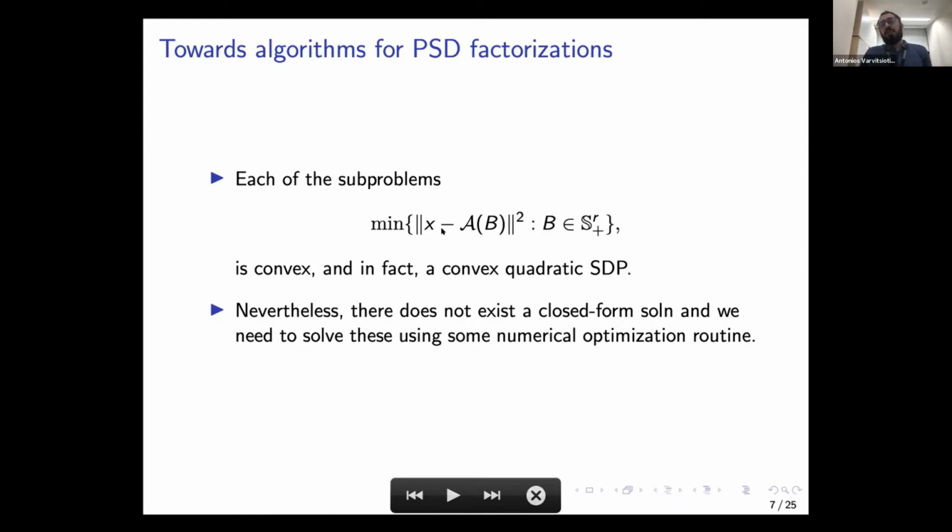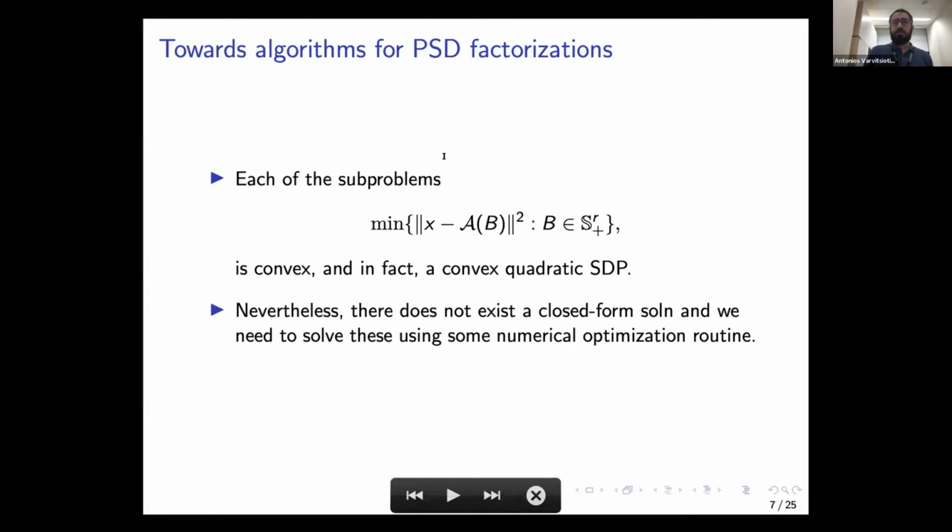Now these subproblems we encounter are convex. In fact, this is what we would call a convex quadratic SDP. But even though they are convex, we don't really have a closed form solution for these. So in the end of the day, if this was your subroutine in coordinate descent, you would need to use some kind of numerical optimization to solve this.